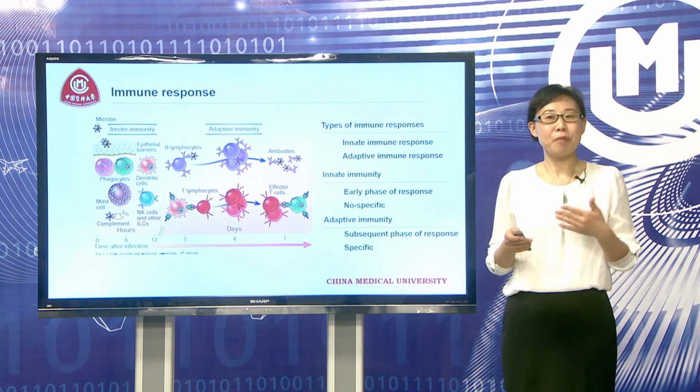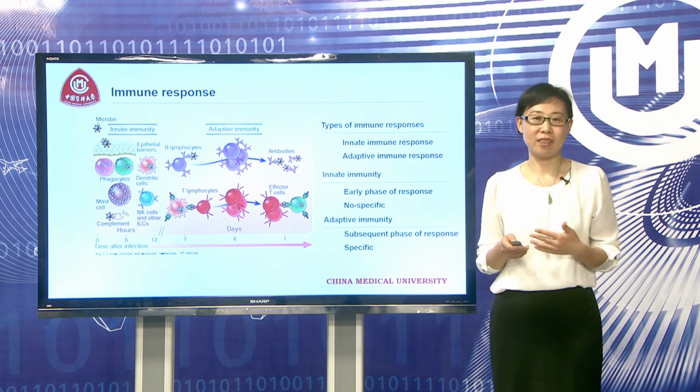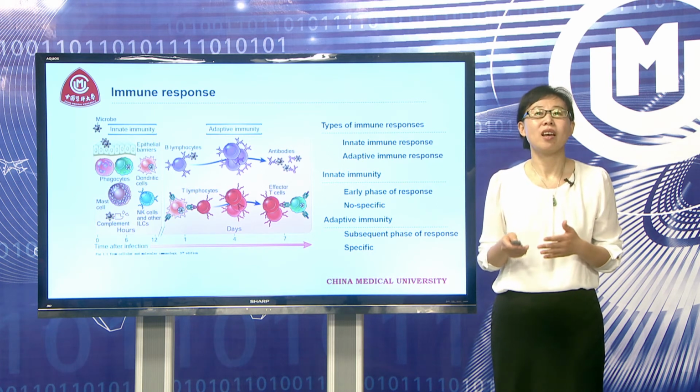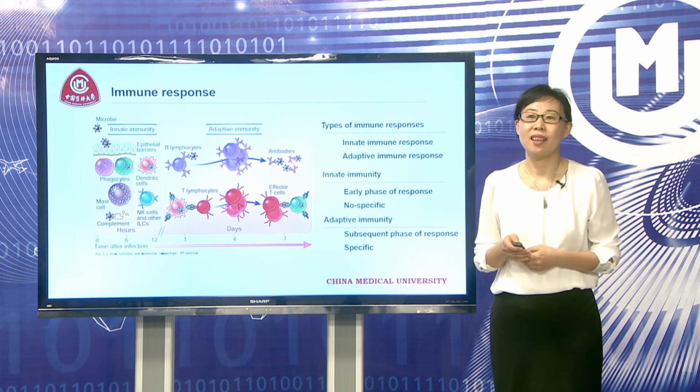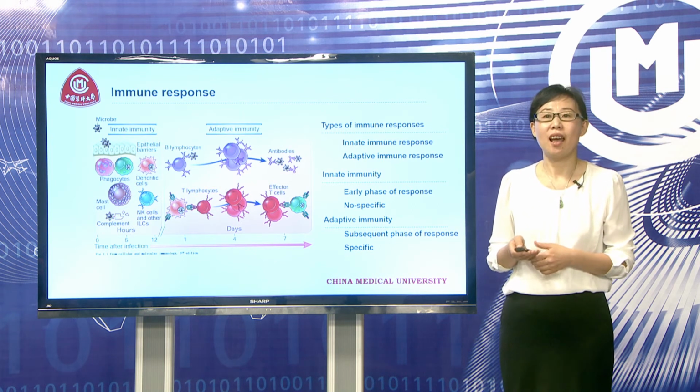As you know, the immune system is responsible for fighting against the invaders. And the process of the fighting is called immune response. There are two forms of immune response, the innate and adaptive.